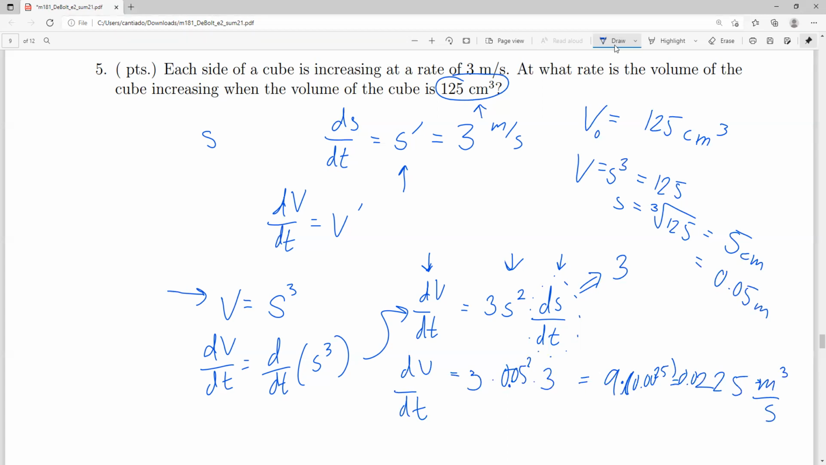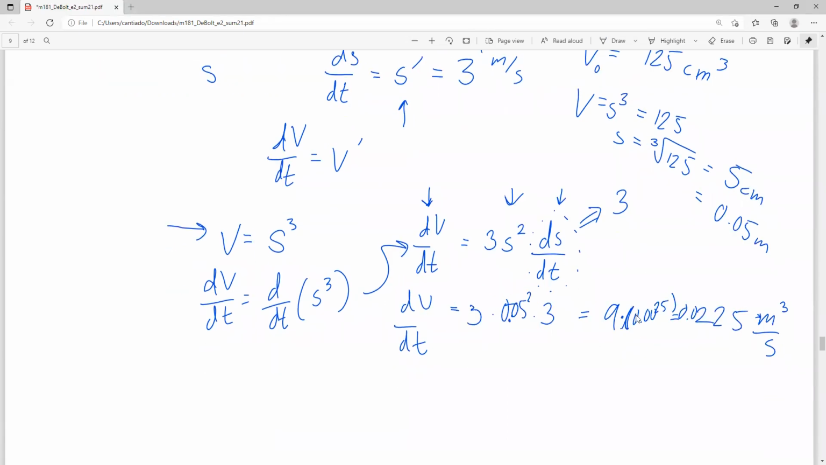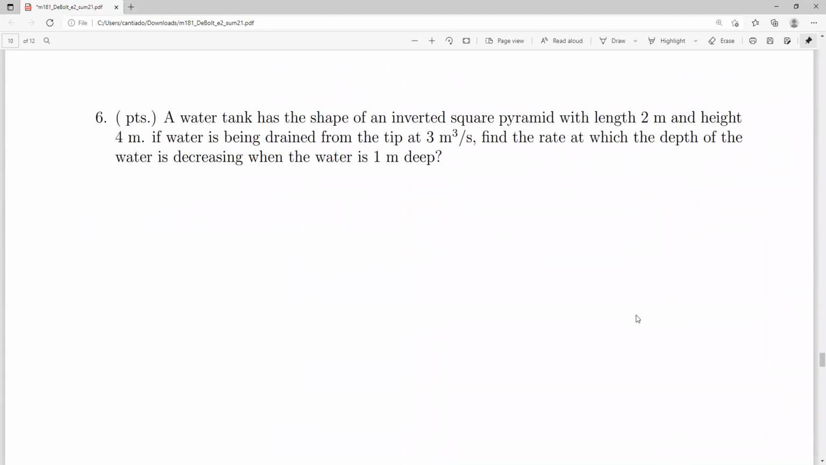The reason why I did all that conversion is because we need to make sure that the units are the same. The volume was given to us in centimeters cubed, so we found that the side length would be 5 centimeters or 0.05 meters. I kept everything in meters because the rate of change for the side is in meters. You could have changed this into centimeters instead. Either way, you'll get some decimal answer or some really large number, so it's your preference. But make sure you match the units, otherwise you might get a wrong answer. All right, let's look at number 6 now.